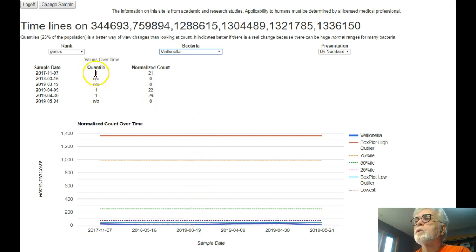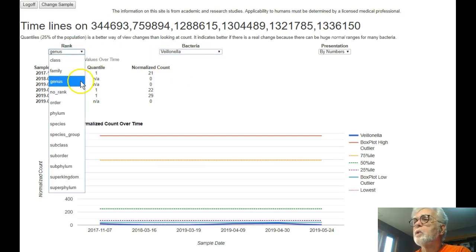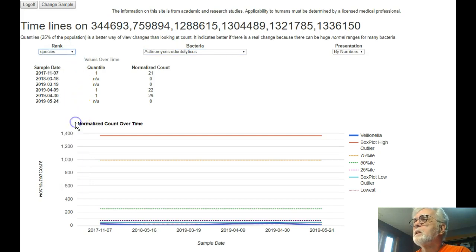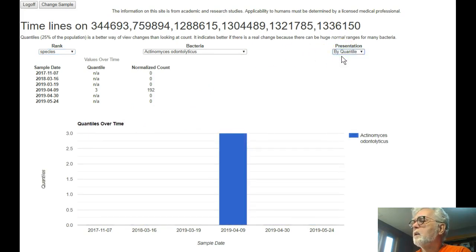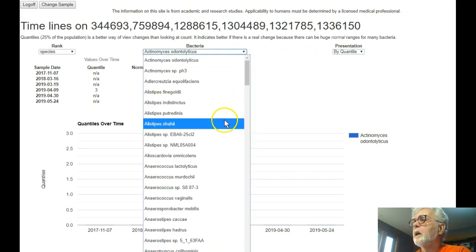And up above, we see the numbers, and guess what? We can see that on 3 of the labs, I had zippo, nothing was detected, and on the other 3 labs, I had very small numbers. Okay, now we can go over, and if you do something like species, we have the same thing happening. And usually it's nice to go back to quantile, and we see we had exactly one value. That particular species showed up in one lab, and that was it.